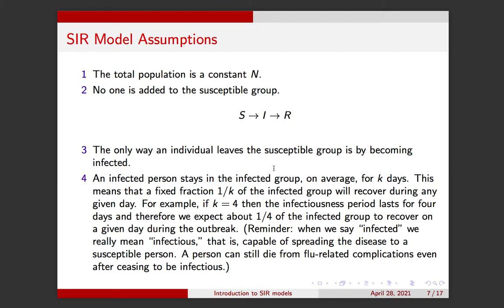On average here is important because, as I'm sure all of you know, if I get the flu and you get the flu, we might not have the flu for the same length. I might be sick for 3 days, you might be sick for 5 days, who knows, right? On average though, a fixed fraction of the infected group recovers during any given day. So if on average the flu lasts for 3 days, then on a given day you'd expect a third of that group to recover. If K is 4, on a given day, a fourth of the infected people should recover. And again, a reminder, when I say infected, I really mean infectious.